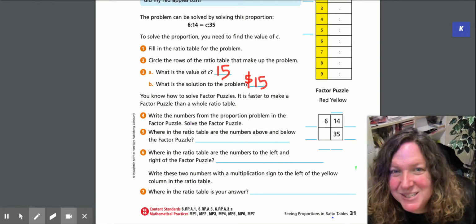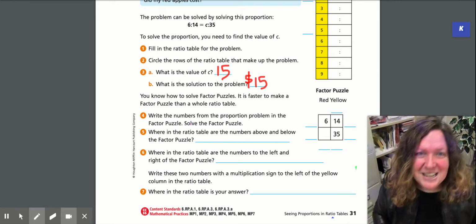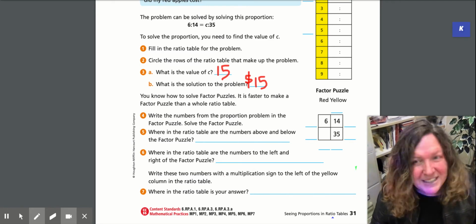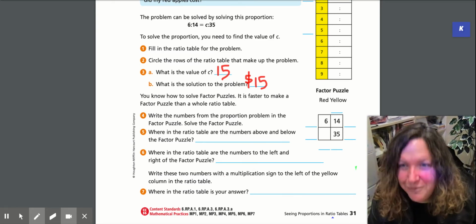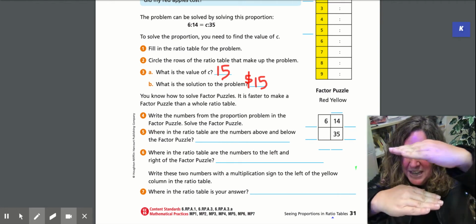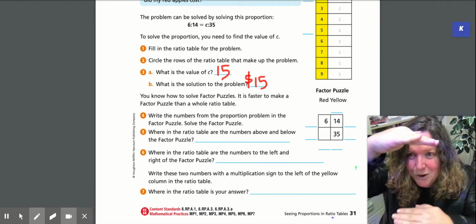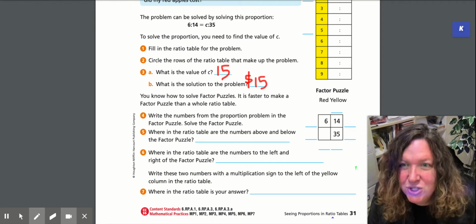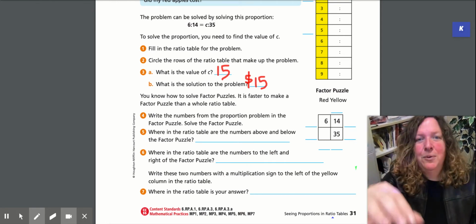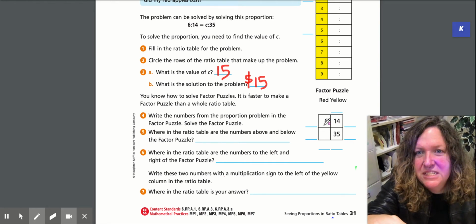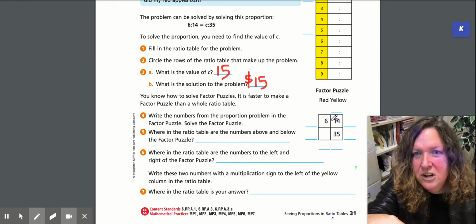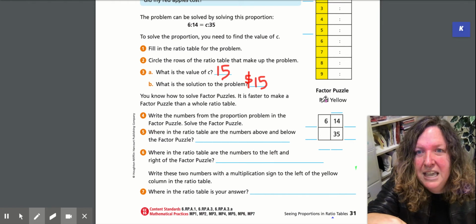It says, you know how to solve factor puzzles. It's faster to make a factor puzzle than it is to make that whole entire ratio table. A factor puzzle is just 2 rows out of a ratio table. Doesn't even matter which 2 rows sometimes, but it's 2 rows out of a ratio table. So let's take a look. Where are the numbers in the ratio table? Look at this. They're 6 and 14. They're right across from each other. Notice that we've labeled. There's the red, there's the yellow.